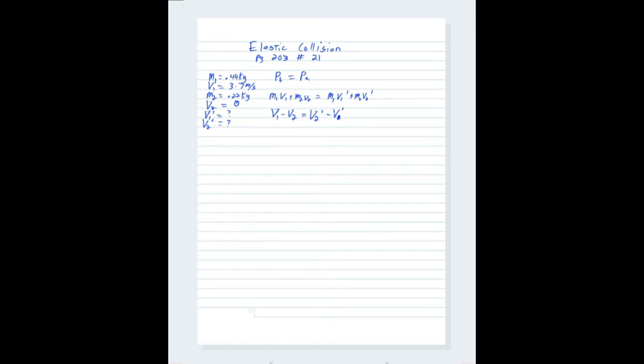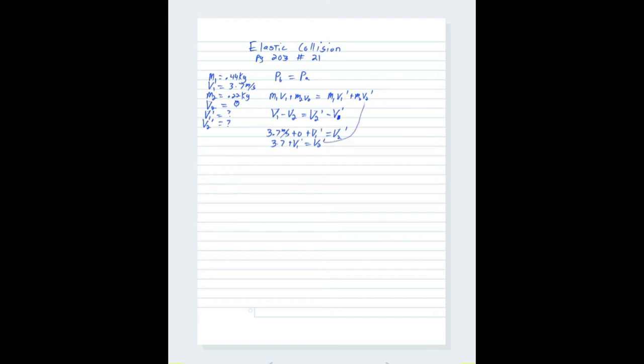Okay, what I'm going to do is I'm actually going to plug in the numbers to this equation. Okay, so I have V1, which is 3.7 meters per second. V2 is 0, and then I'm going to add V1 prime to both sides. Okay, I don't have a number for it, but plus 0 plus V1 prime equals V2 prime. Okay, so I could write this as 3.7 plus V1 prime equals V2 prime.